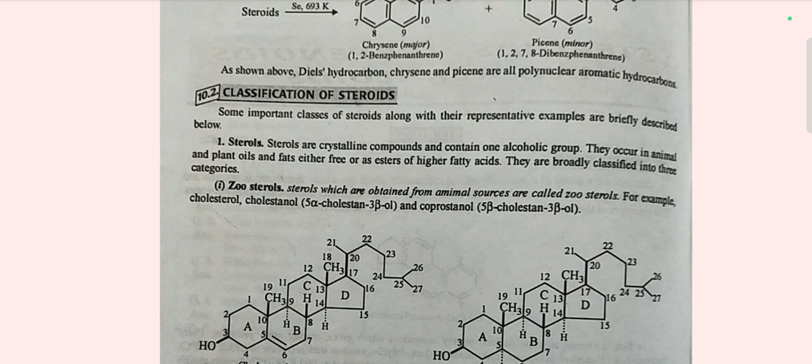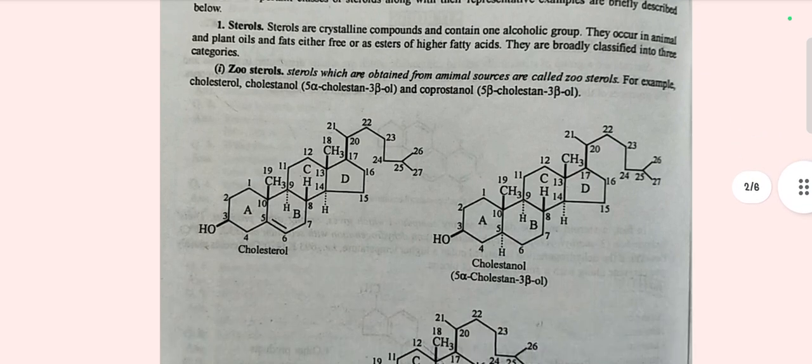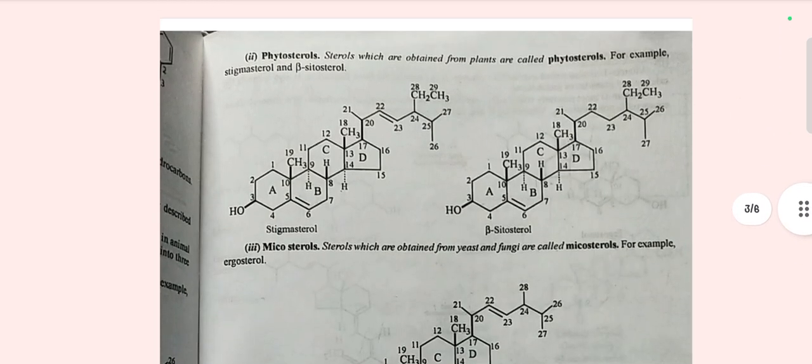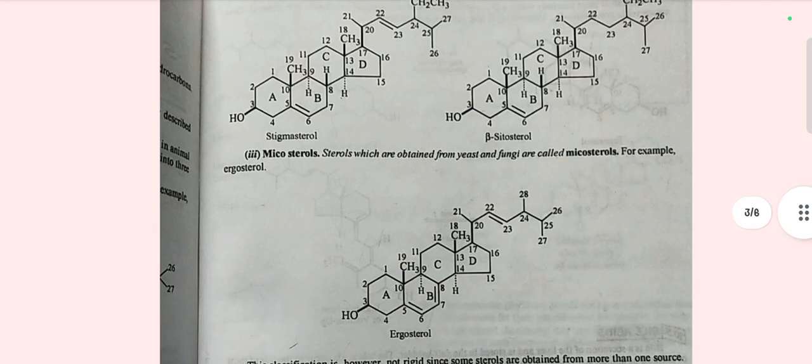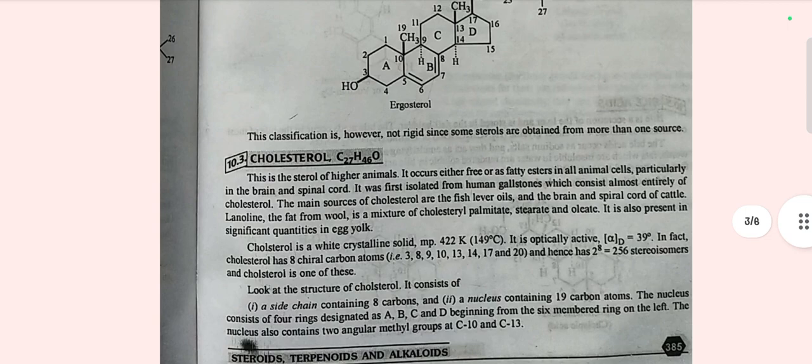Zoosterols. Sterols which are obtained from animal sources are called zoosterols. For example, cholesterol, cholestanol and coprostanol. Phytosterols. Sterols which are obtained from plants are called phytosterols. For example, stigmasterol and beta-sitosterol. Mycosterols. Sterols which are obtained from yeast and fungi are called mycosterols. For example, ergosterol. This classification is, however, not rigid since some sterols are obtained from more than one source.